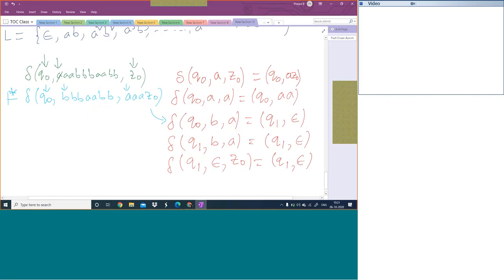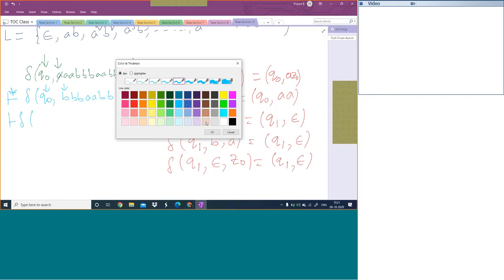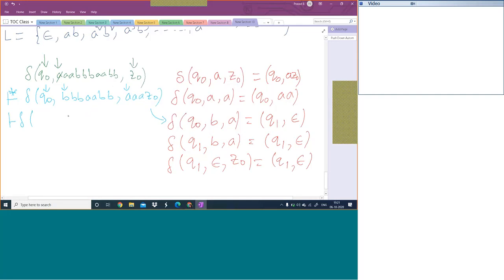So what happens here? Q0, B, A. According to this, the machine changes to Q1. So the remaining input string will be BB, AA, BB. For this B, we are deleting A because this is epsilon. Now these are the remaining A's.